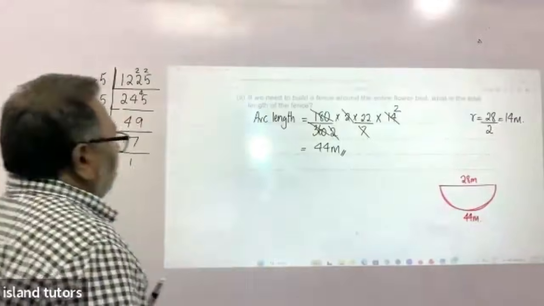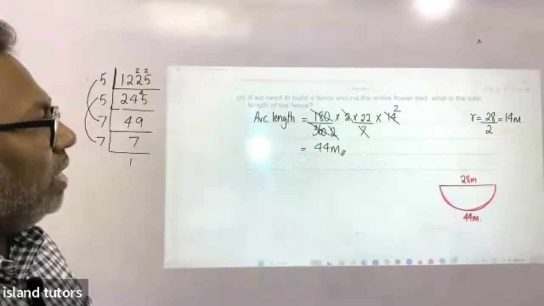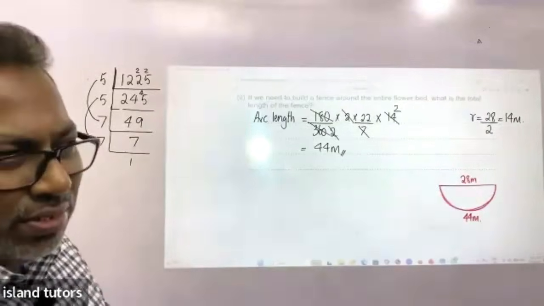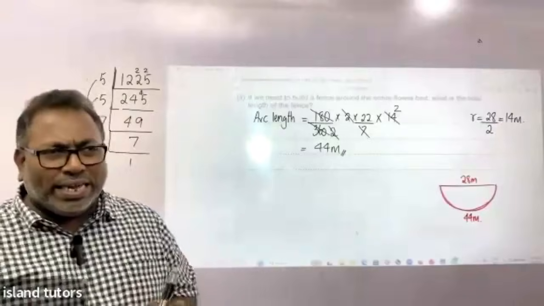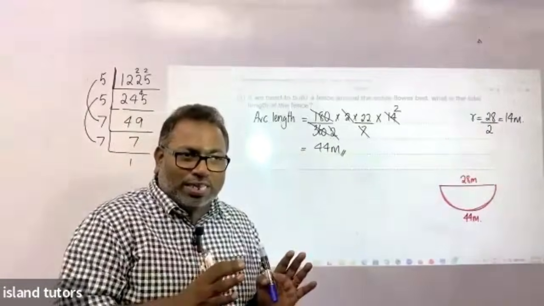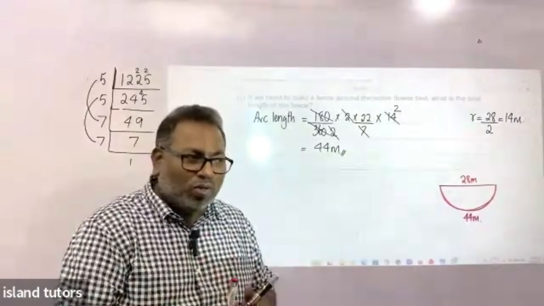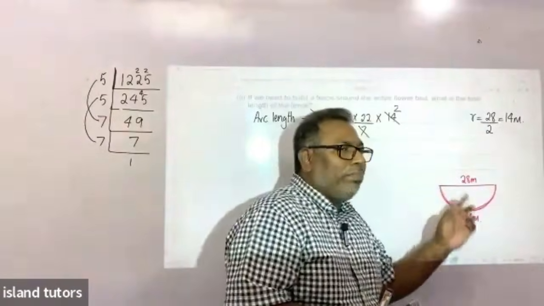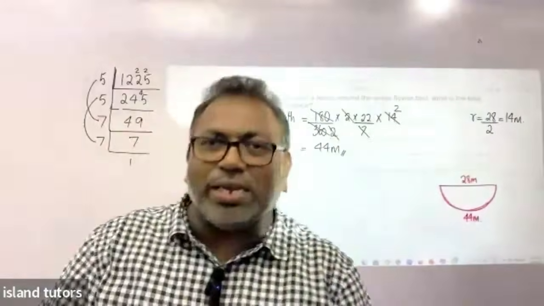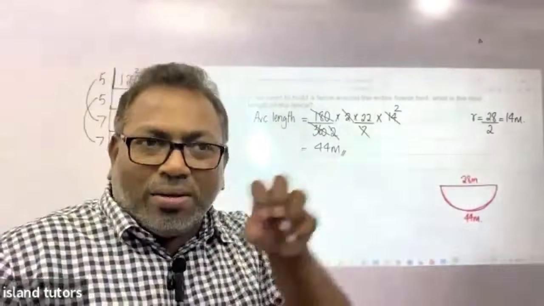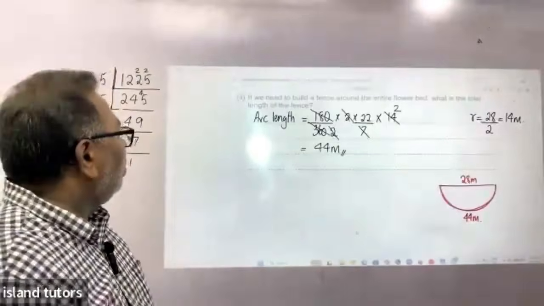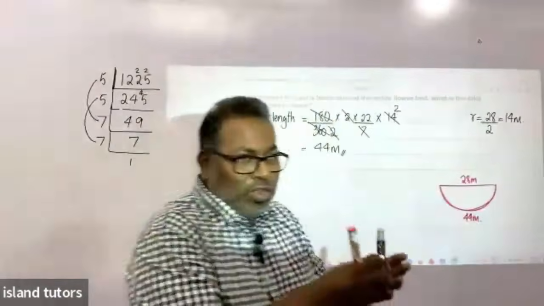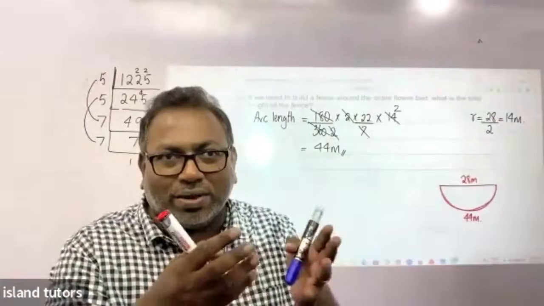Okay. They're asking, if we need to build a fence around the entire flower bed, what is the total length of the fence? Now the problem is you can take it in two ways. They are saying this is a flower bed. So you can interpret it in two ways. Either you're going to say this is a flower bed or the total is a flower bed. That is a triangle plus the semicircle. Okay. So we'll just take this as the flower bed at the moment. So they are saying the semicircular part is a flower bed.